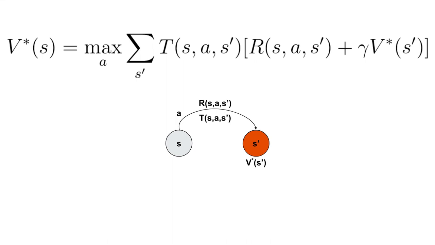So this is saying that out of all possible actions that I could take, I only want the one that gives me the maximum future expected reward.